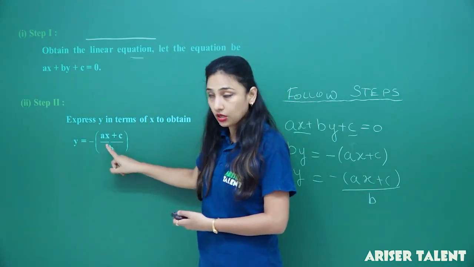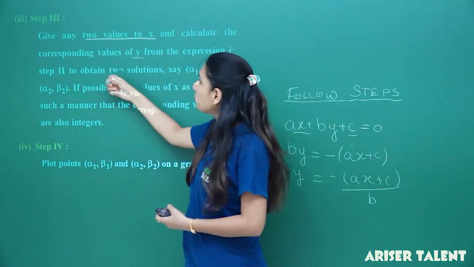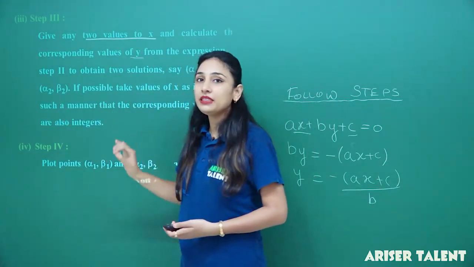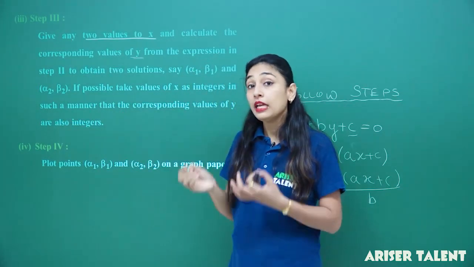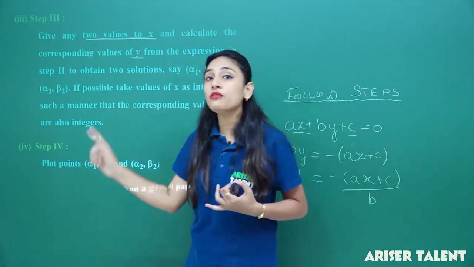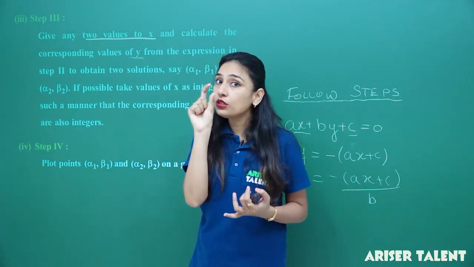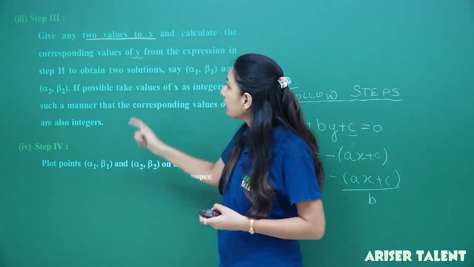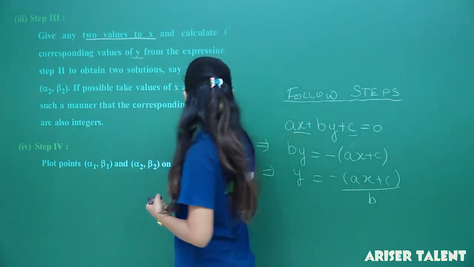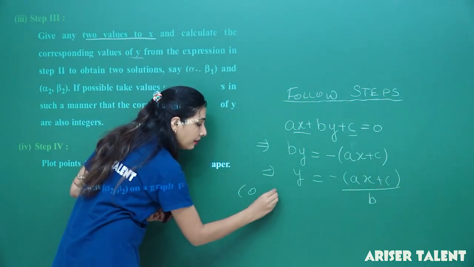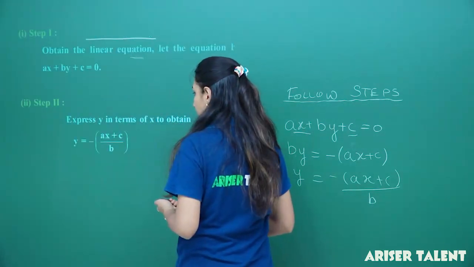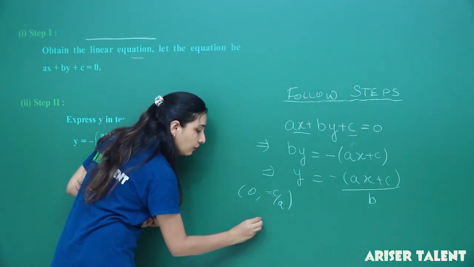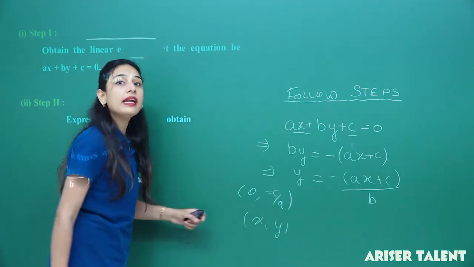We are having this expression, okay. So to obtain two solutions, say alpha 1 and beta 1 are one solution and alpha 2 and beta 2 the other, we'll have these pairs. If you put x equals to 0, then you get some value of y. So that 0 is alpha 1, and the value you will find at 0 is minus c by b. So in that case, what we are having is 0 and minus c by b, okay, minus c by b. So this is the value of x and this is the value of y. We are getting these two values.